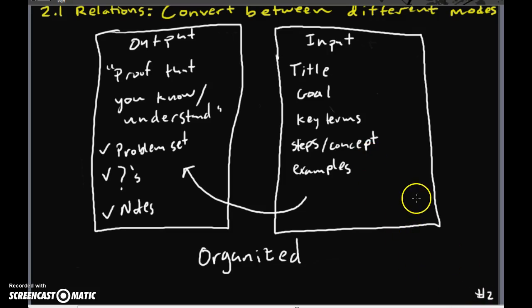The right side of your notebook is always going to be an even number page, and the left side is always going to be an odd number page, and the left side is the output. The right side is all the information that you're given, and the left side is your opportunity to prove that you understand the information that was given to you. Mainly this is going to be your problem set examples, and if there are any questions that you have as you're going over the examples or watching the video, you'll include them somewhere on the left side, and any notes to yourself about the lesson will go on the left side as well.